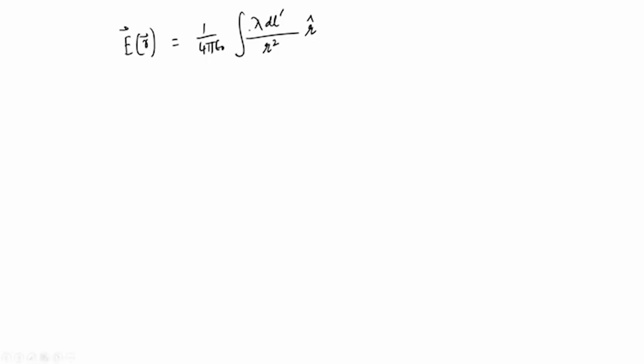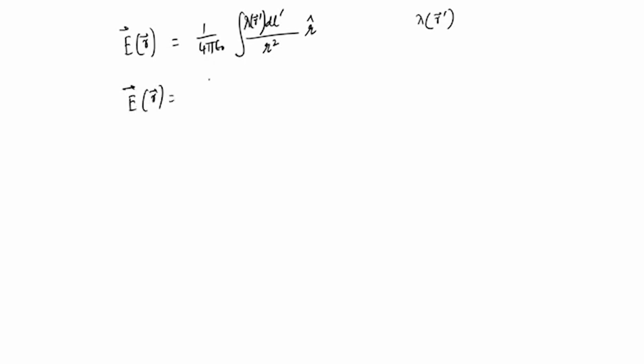It is not clear whether lambda is a constant or a function of r prime, which means it varies from point to point. So you can write lambda with this dependency at every source point. It may vary in some fashion, but nevertheless this is the form of the electric field due to a linear charge distribution. What is it for the surface charge distribution?